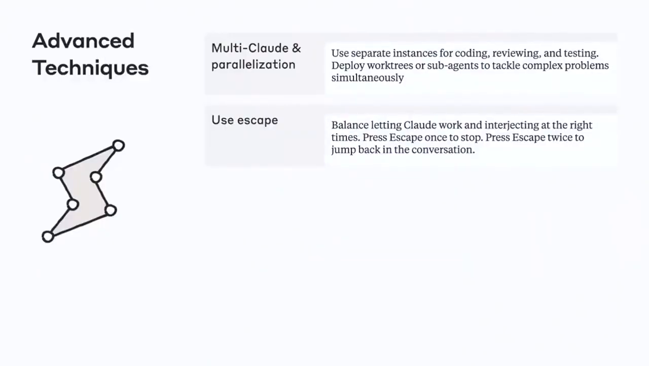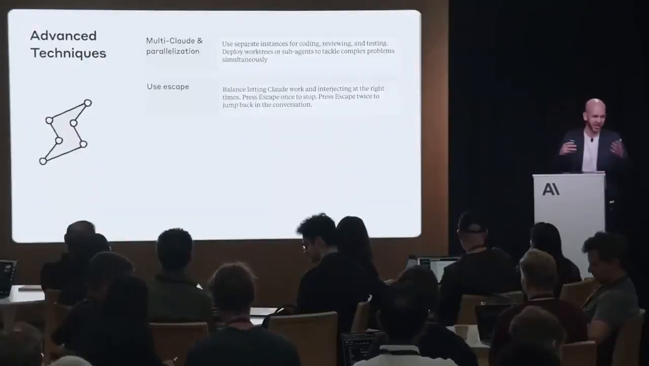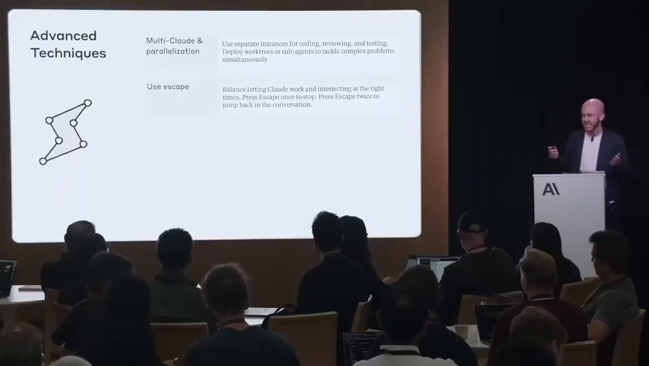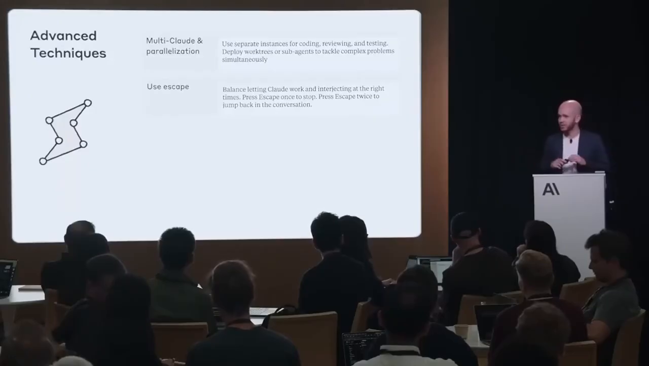Use escape. Escape is your best friend. While Claude is working, you can keep an eye on what it's up to, and you can press escape to stop it and interject and say, hey, I think you're going on the wrong path, or I want you to do something else. Knowing when the right time to press escape is versus just letting Claude figure it out is key to getting the most out of the tool. And there's a hidden feature, not too many people know about it: if you press escape twice, you can actually jump back in your conversation. You can go back and reset.